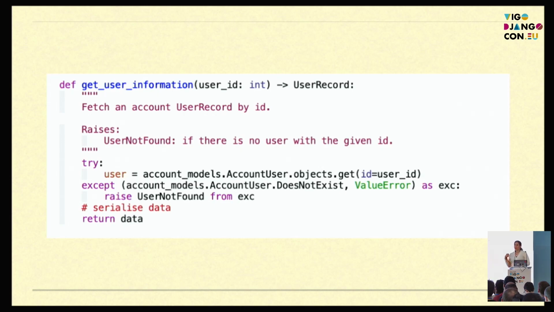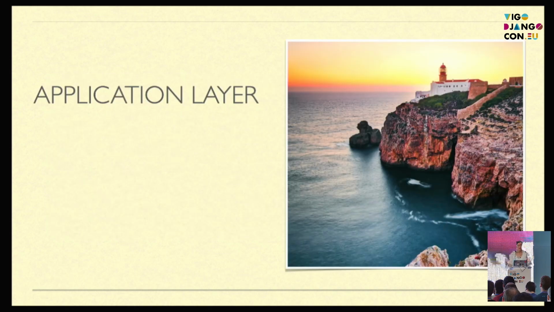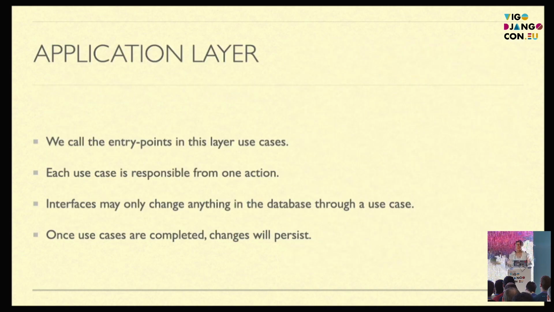Let's look at a dummy coding example. This domain layer query function fetches an account user record by ID. What it does is it goes to the ORM, fetches the data, serializes the data, and returns it. Simple. Let's continue. Let's next look at the application layer.